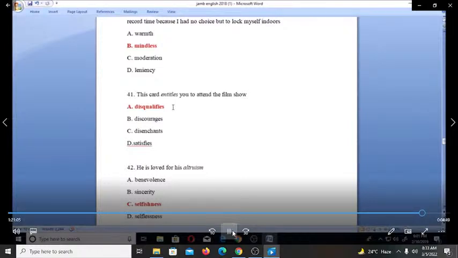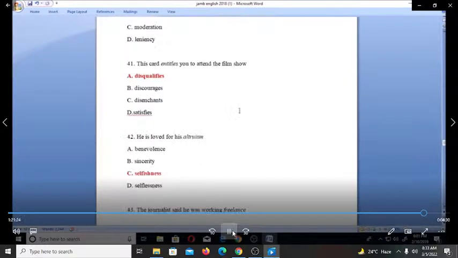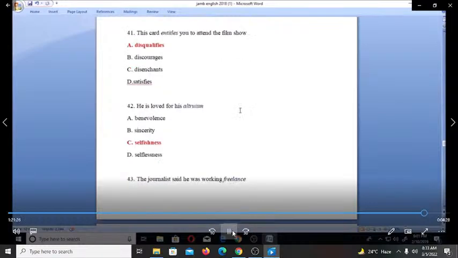Now, 41. The card entitles you to attend the film show. Entitles means that it qualifies you. So A, disqualifies, would be the answer. B, discourages. C, disenchants. D, satisfy. It disqualifies you. Disqualify should be the opposite of entitled, because entitled simply means that the card qualifies you to attend the film show.